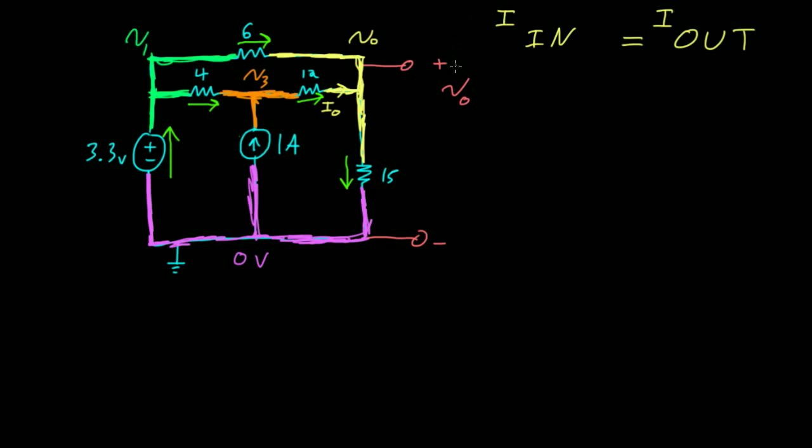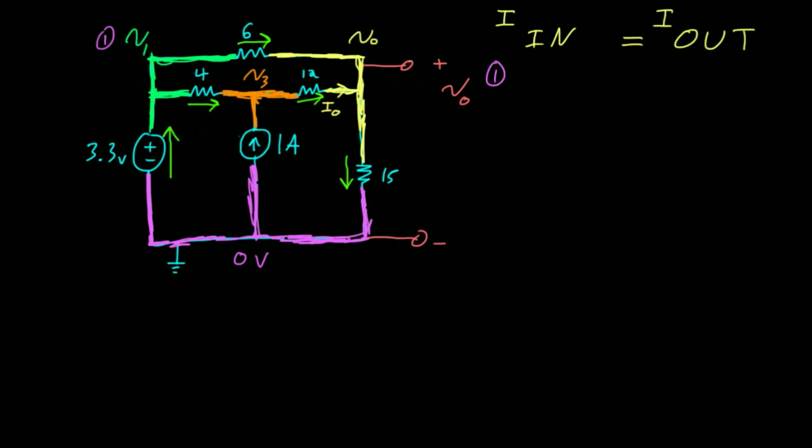So now what I'm going to do is write my current in equals current out equations for the different nodes in this circuit. And I'm going to start with this V1 node. So I'm going to start right here. My first equation, I like to label that with a circle 1, and I put a circle 1 next to it in the circuit to show which node I'm describing.